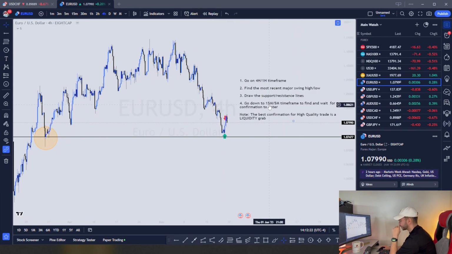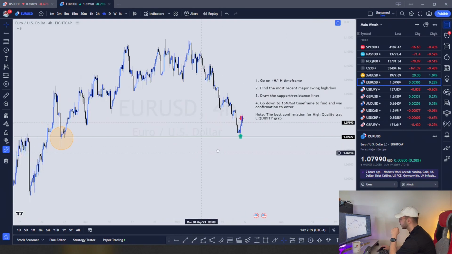This is done. The next step, we go down to the 15-minute or 5-minute time frame to find and wait for a confirmation to enter. And this is the most important part. The best confirmation that I always look for is a liquidity grab. Those are the most high quality trades that I tend to take.